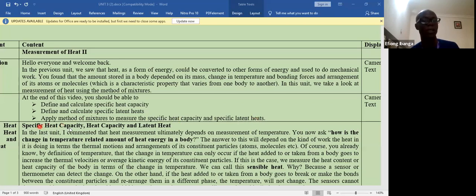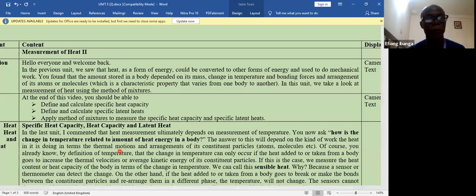Now, specific heat capacity and latent heats. In the last unit, I commented that heat measurement ultimately depends on measurement of temperature, okay? You may now ask, how is the change in temperature related to the amount of heat in a body? The answer to this question will depend on the kind of work the heat in the body is used for, that is, what the heat is doing in terms of the thermal motions or arrangements of its constituent particles, that is atoms, molecules, and so on.